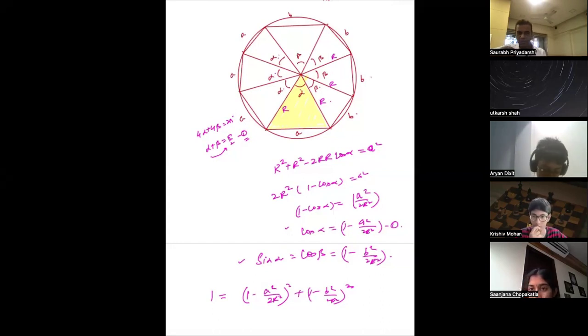Yes, 2 sine square alpha by 2. But when you use this, you will get 2 sine square alpha by 2 and 2 sine square beta by 2. In both cases, you are getting 2 sine square alpha by 2, 2 sine square beta by 2. We don't have any method to eliminate this alpha and beta there. That's the reason I have done this: give one in sine alpha, one in cos alpha, then square and add, and we are able to eliminate this alpha.